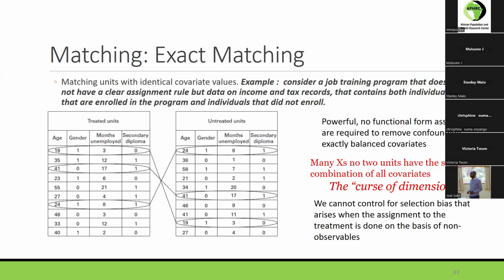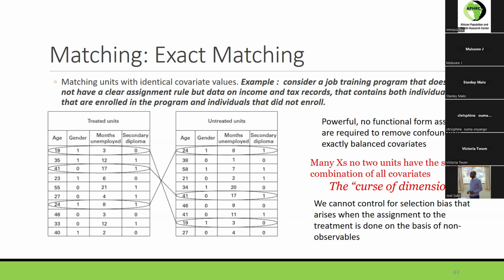So we cannot control for selection bias that arises when the assignment to the treatment is done on the basis of unobservables in this condition. We only observe 4 variables, but we don't know the rest. So exact matching is not really appropriate. It's difficult if we have too many variables, because we cannot easily get two units having the same combination of those covariates.